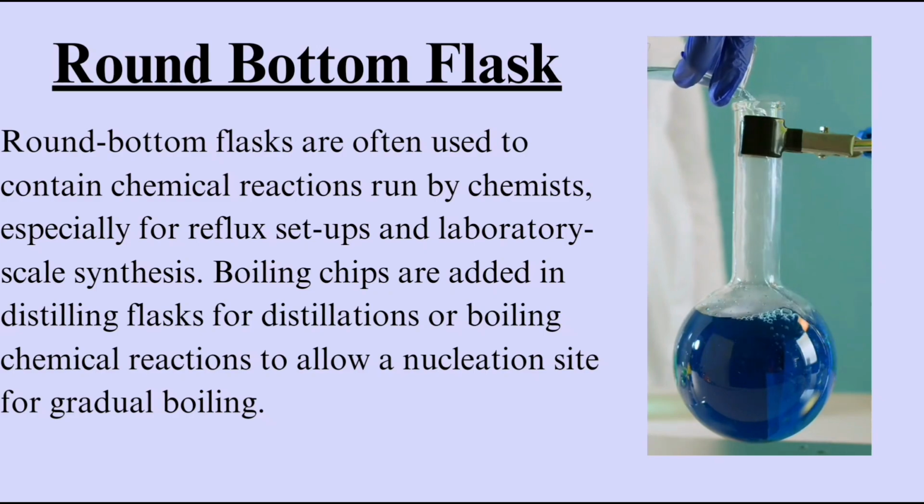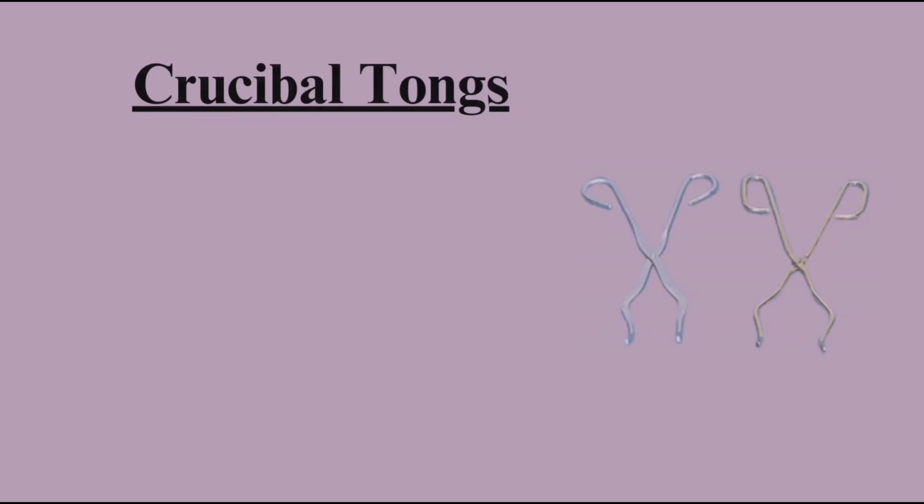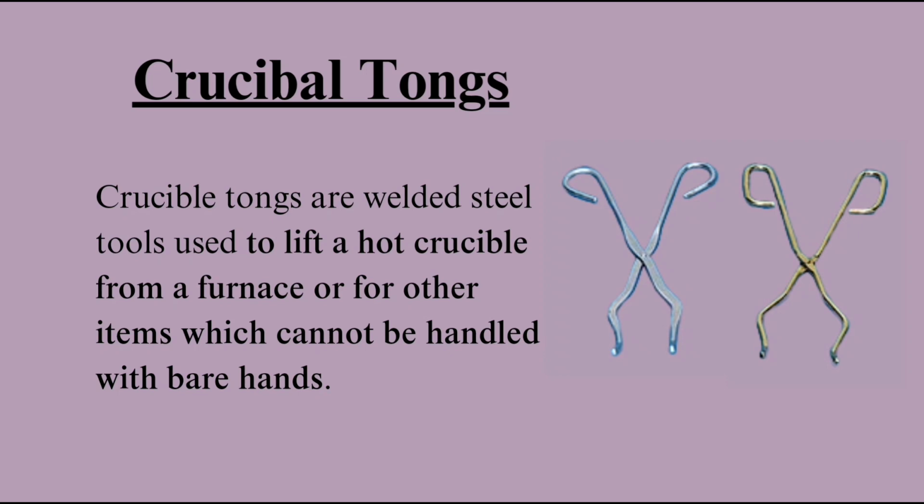Watch glass. A watch glass is a circular concave piece of glass used in chemistry as a surface to evaporate a liquid, to hold solids while being weighed, for heating a small amount of substance, and as a cover for a beaker. Crucible tongs. Crucible tongs are welded steel tools used to lift a hot crucible from a furnace or for other items which cannot be handled with bare hands.